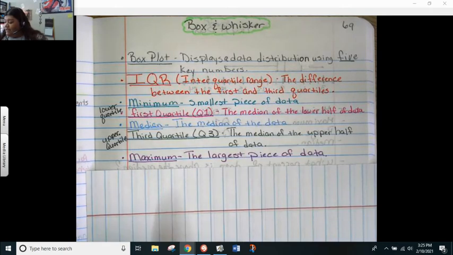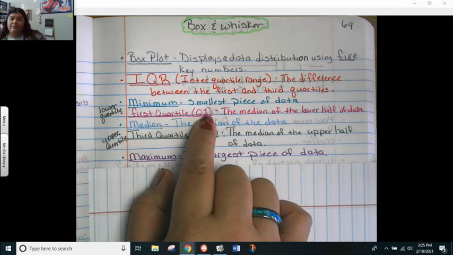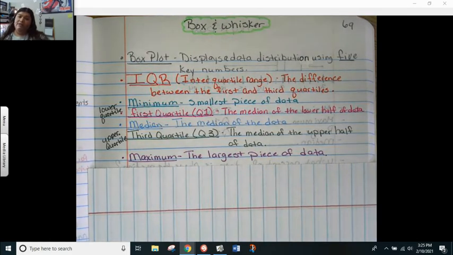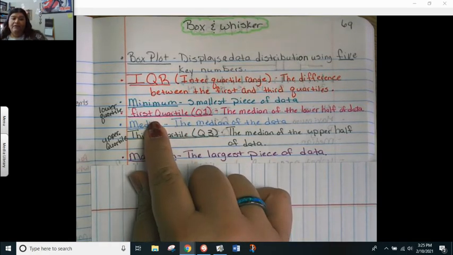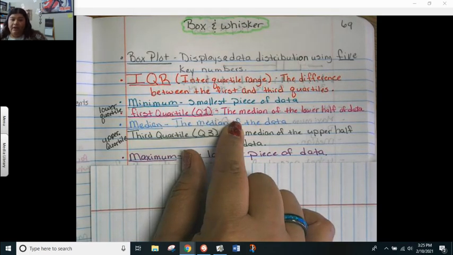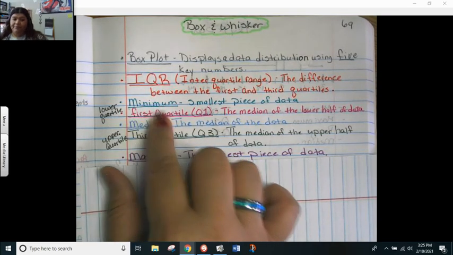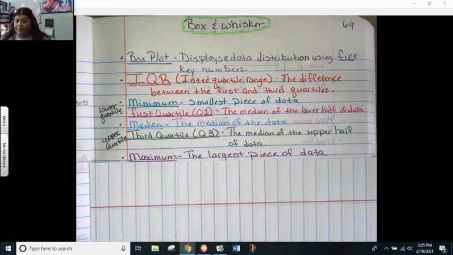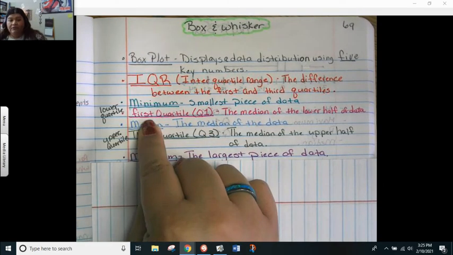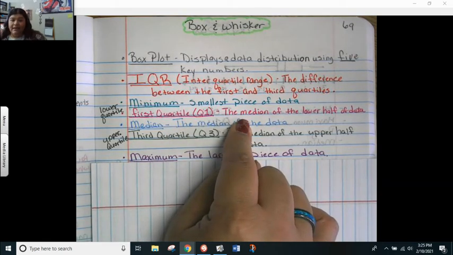Now, definitions. You are going to have a minimum. Okay, the minimum is the smallest piece of data. So it's the smallest number in your whole entire data set. Okay, self-explanatory there. And then you have the first quartile, Q1. This is the median or the middle of the lower half of the data. Okay, so these two right here is what we call the lower quartile. Okay, first quartile, lower quartile. So the lower quartile can also be called the first quartile or Q1, but it's the median of the lower half of the data. Okay.